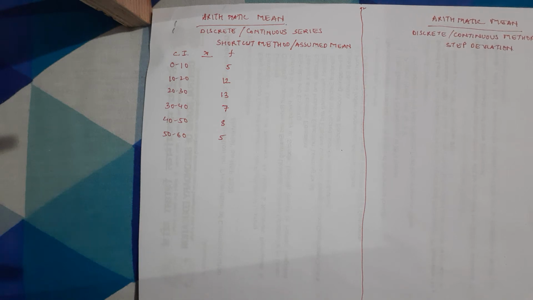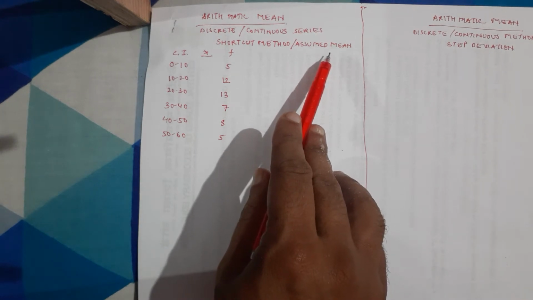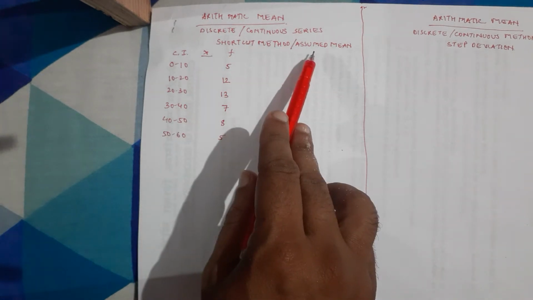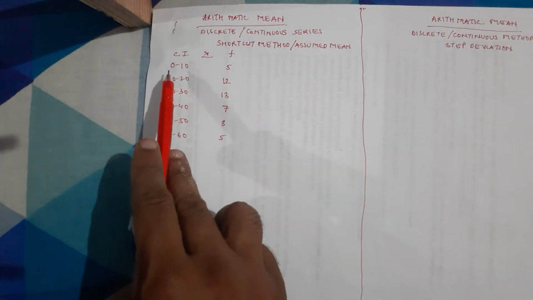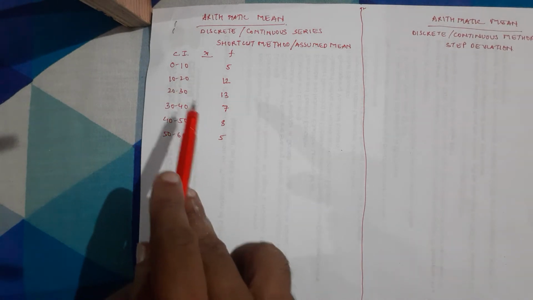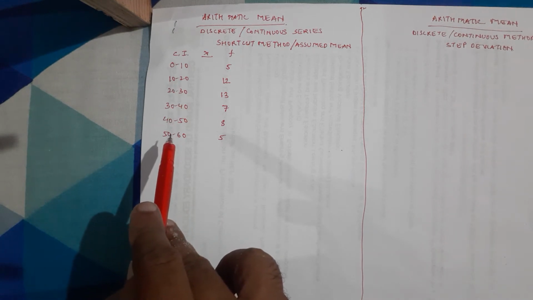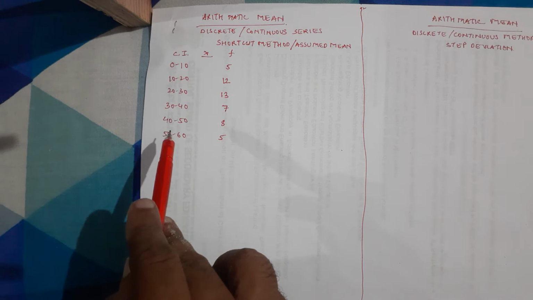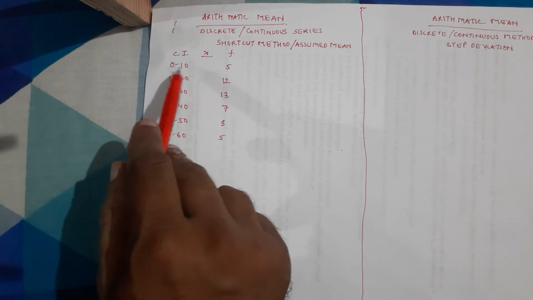Very good morning, students. Today we will study the next method of finding the arithmetic mean, that is the shortcut method. It is also known as the assumed mean method. And this we will be doing by taking discrete data or continuous data. The data where the class intervals are given is known as continuous data. And discrete data means when we have got only the mid values of these class intervals. Understood?